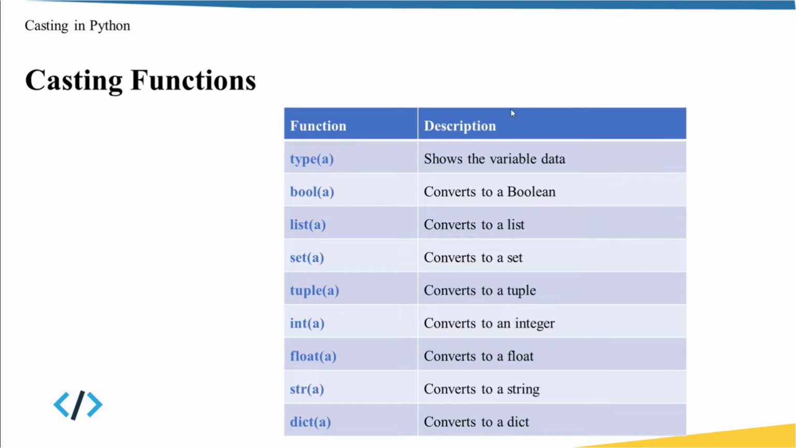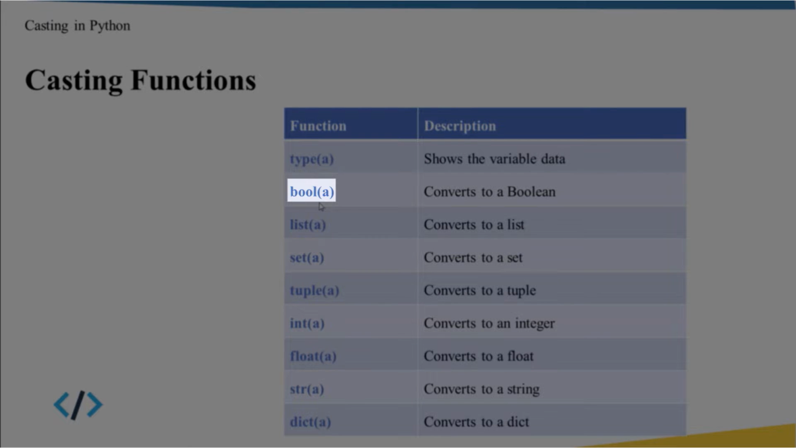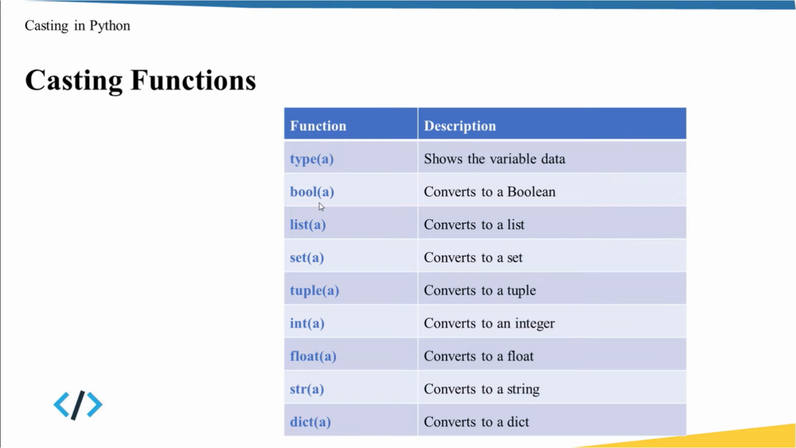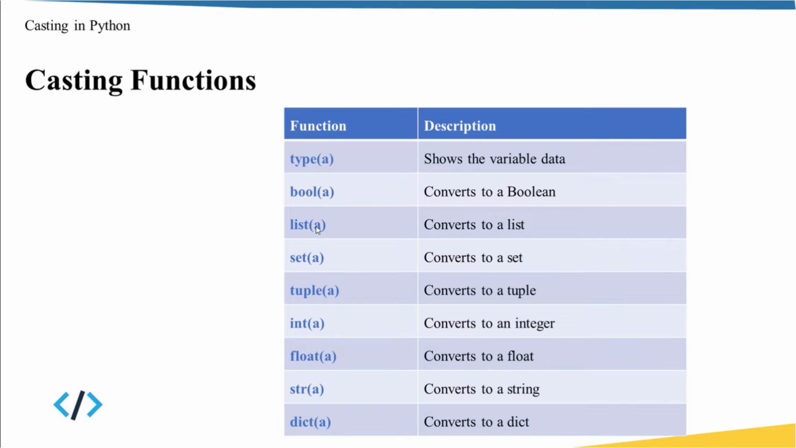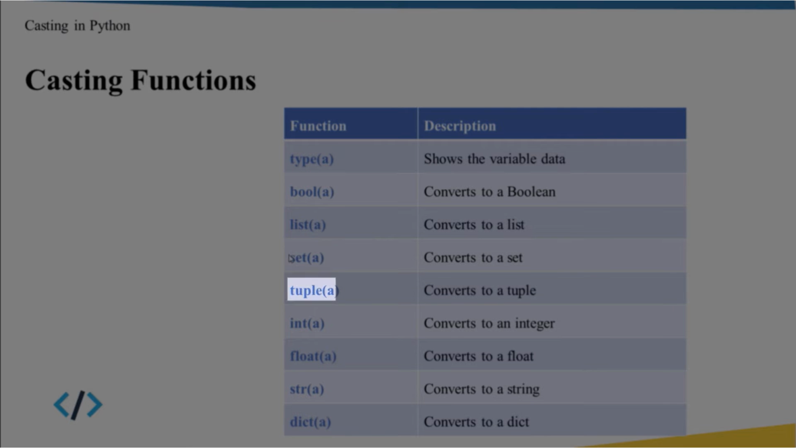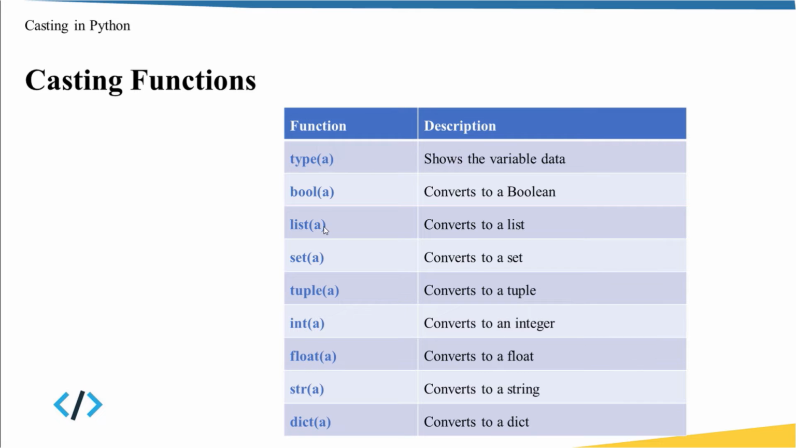Now let's see together the casting functions, and I put all of these functions in this table. I will start with the first function, which is not a casting function, but it's useful in this context. It's type, and we already saw this function, and we know that it shows the variable data type. After that, the next function is bool, a function that converts any value you pass into boolean. List will convert any value you pass into list. We have also set, tuple, integer, float, str, and dict. When I say any value you pass, it is on condition that it's applicable to convert this value into the corresponding type.